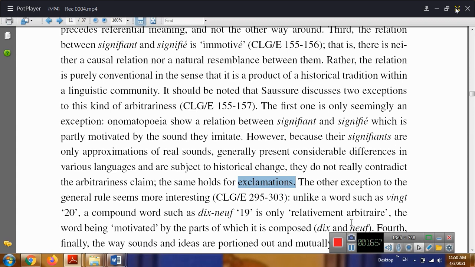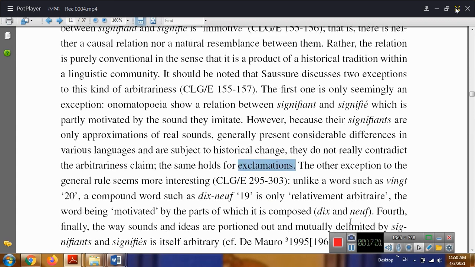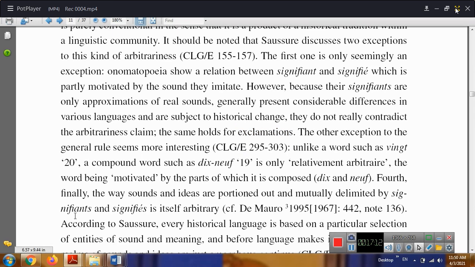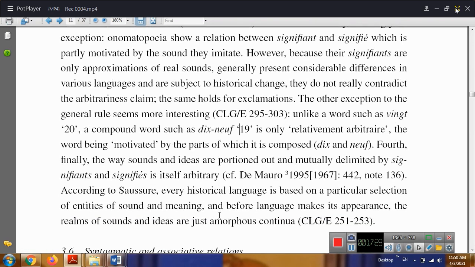Unlike a word such as "wang," a compound word such as "dinof" is only relatively arbitrary, the word being motivated by the parts of which it is composed. In "dinof," "di" means 10 and "nof" means 9. Finally, the way sounds and ideas are portioned out and mutually delimited by signifier and signified is itself arbitrary. According to Saussure, every historical language is based on a particular selection of entities of sound and meaning, and before language makes its appearance, the realms of sound and ideas are just amorphous continua.